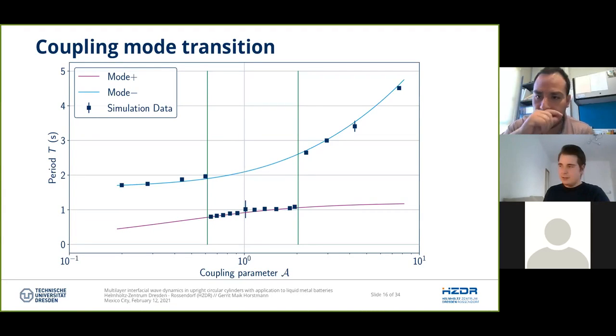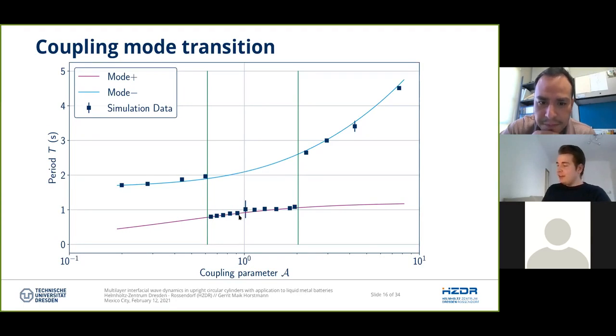Well, now that we have this slide on the screen, why is there an error bar in the simulation? Is this because Norbert performed an average in time or something? Okay, no, that's a good question.